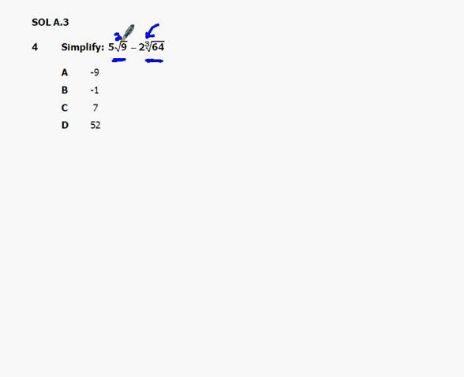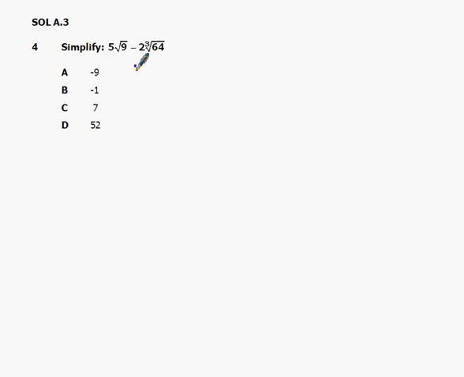In this case, you're taking the square root of 9, and you're taking the cube root of 64. And the number outside here, the 5 and the 2, we're going to multiply. Once we've simplified the radical, we're going to multiply it by the number outside. Okay, so let's begin here.